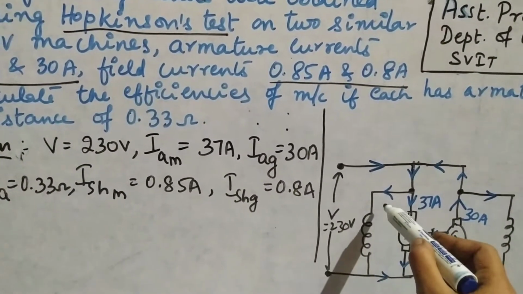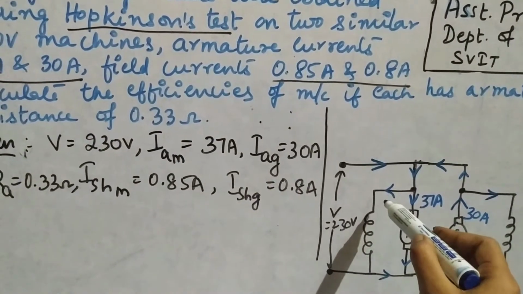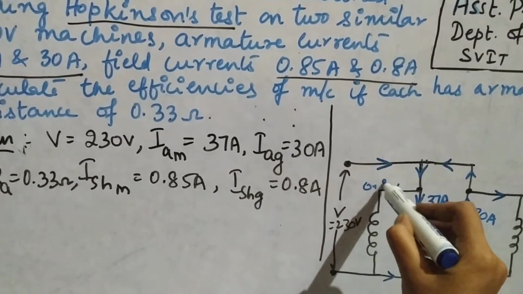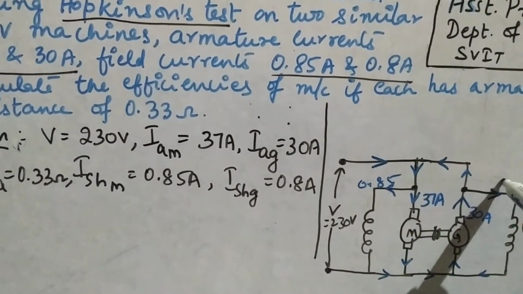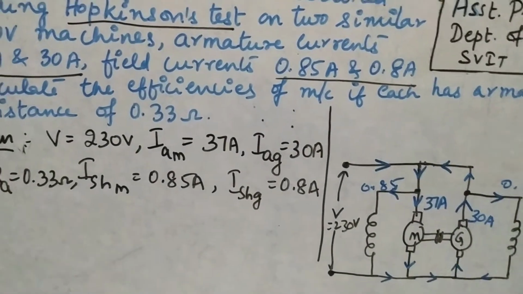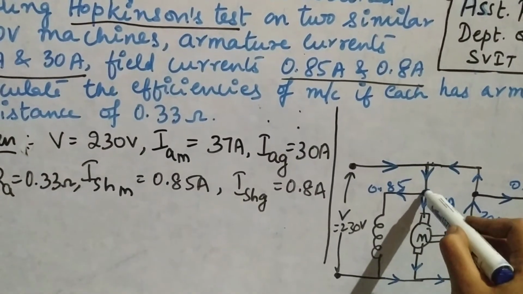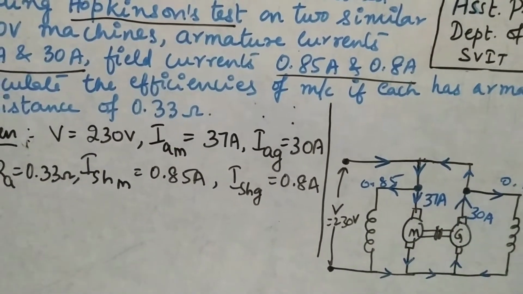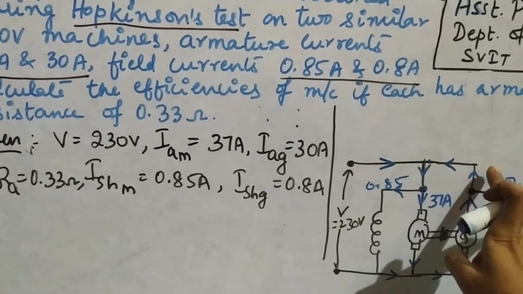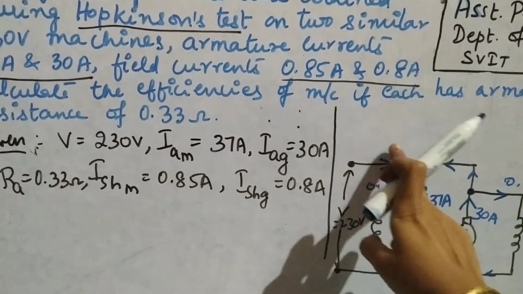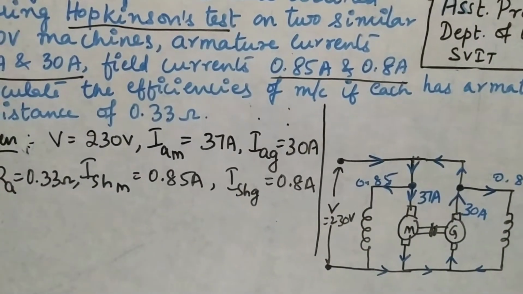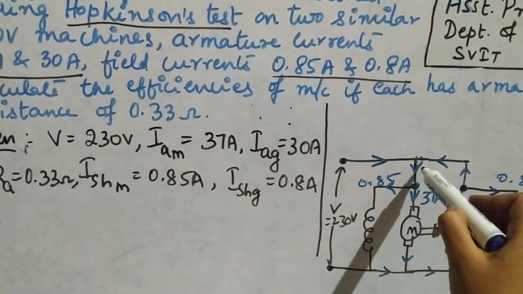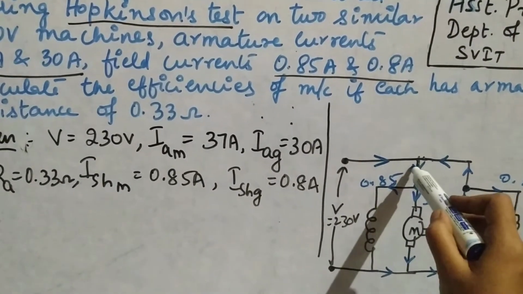Now what current is this? The field current of the motor, around 0.85, and this current is 0.8. Here you have to be very thorough with KCL so that you can find the value of this current, this current, as well as this current. So consider this node. What will be the value of this current? You have to find it out.